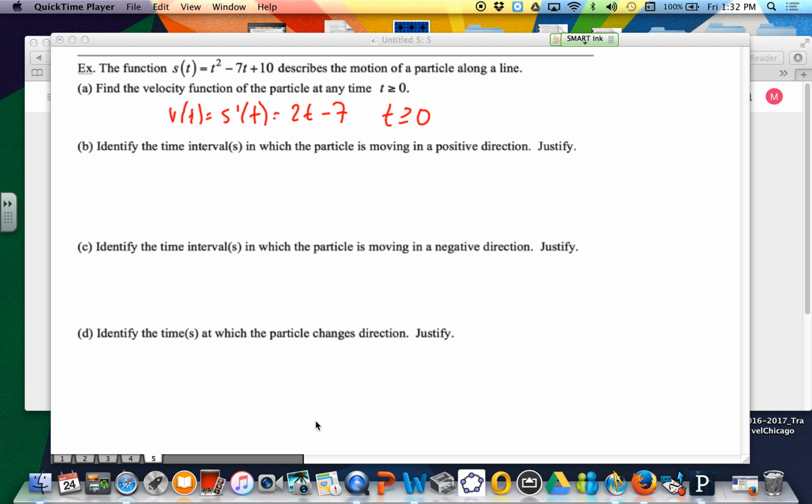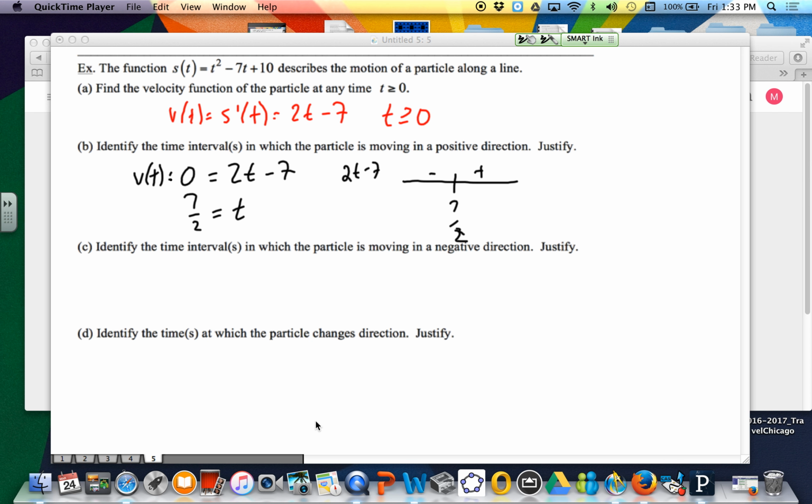For part B, we're to identify the time intervals in which the particle is moving in a positive direction. Well, my particle will be moving in a positive direction when my velocity is greater than 0. So I'm going to set my velocity equal to 0. So I have 2t minus 7, and t equals 7 halves is my test point. Something's going to happen to the left and the right of 7 halves. But we're going to look at that velocity function, 2t minus 7. To the left, I might choose 3, and I get a negative value. To the right, I might choose 4, I get a positive value.